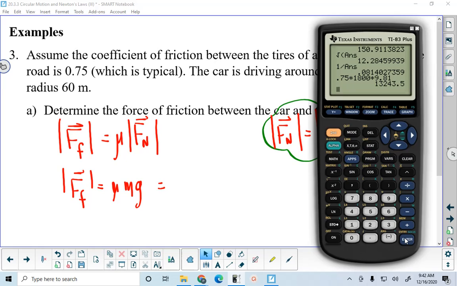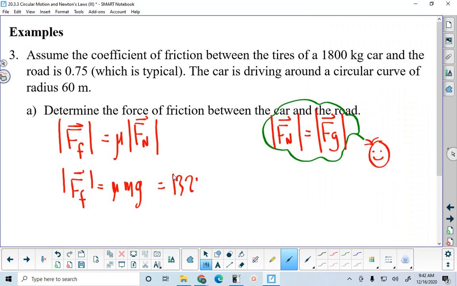I just want to know, does anybody else get 13.243 kilonewtons, or 13,243.5 newtons? I'm going to round that. No, let's leave it alone. Let's leave it exactly at what it is, 13,243.5. So that's the force of friction.